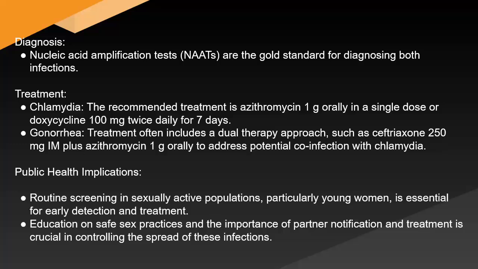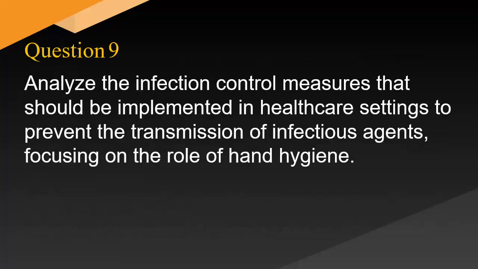Public health implications: routine screening in sexually active populations, particularly young women, is essential for early detection and treatment. Education on safe sex practices and the importance of partner notification and treatment is crucial in controlling the spread of these infections. Analyze the infection control measures that should be implemented in healthcare settings to prevent the transmission of infectious agents, focusing on the role of hand hygiene.